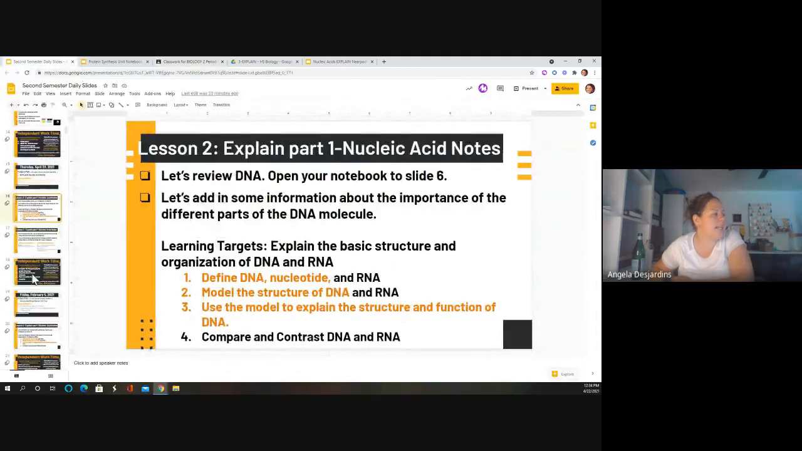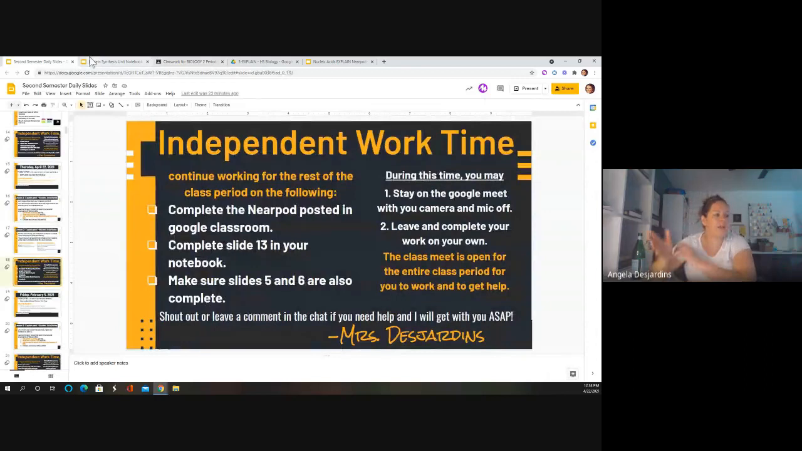Once you are done for the day, by tomorrow you want to make sure that you have slide number 13 completed. You've got slides 5 and 6, the ones we went over from yesterday and today, so those are done and you're ready to go for tomorrow. We'll then discuss the similarities and differences between nucleic acids and their roles in producing all of our awesome proteins.